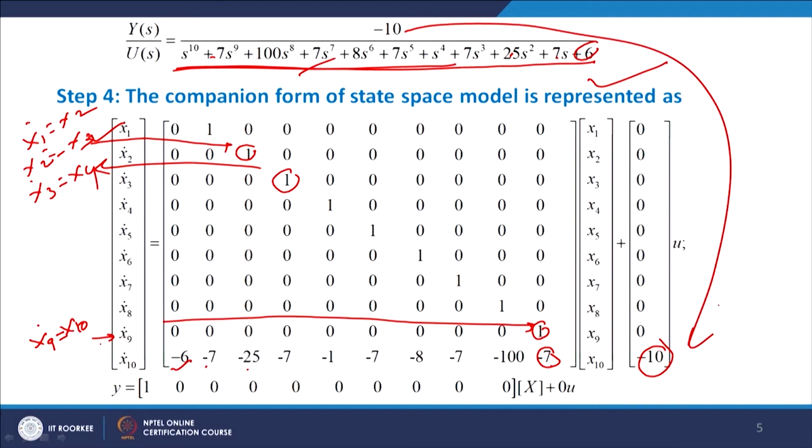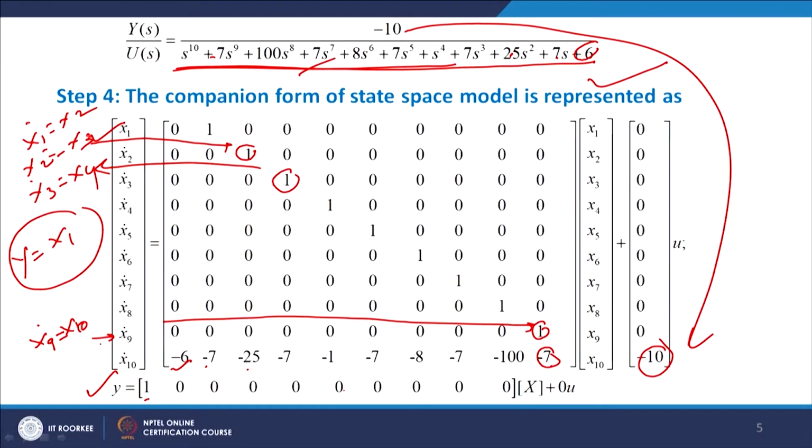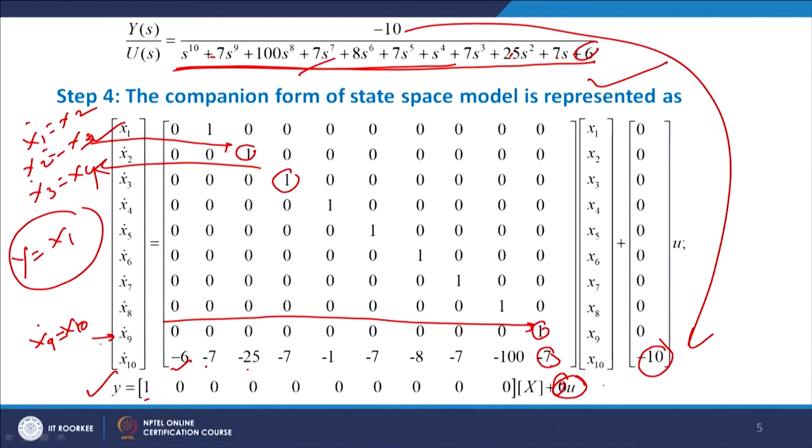And what do we do for the output? Output here y equals x1, because the basic philosophy of companion form or controllable canonical form is based on the output as the first variable. So, here x1 equals y, therefore you will find that y is written as 1 0 0 0 0 and 0 u. As I told last time, when the order of the denominator is more than the order of the numerator, we get 0, but whenever both are the same, then some elements will come. Here D is 0.